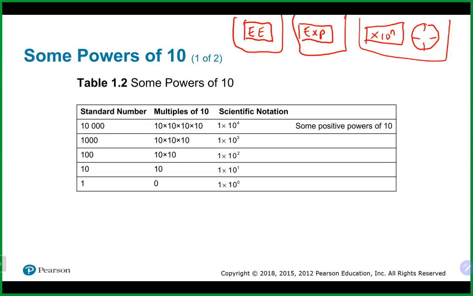In addition to that, because we can have a number that has a negative exponent, you want to make sure you also find your negative button, as I call it. On most calculators, it either looks like this or it looks like this.